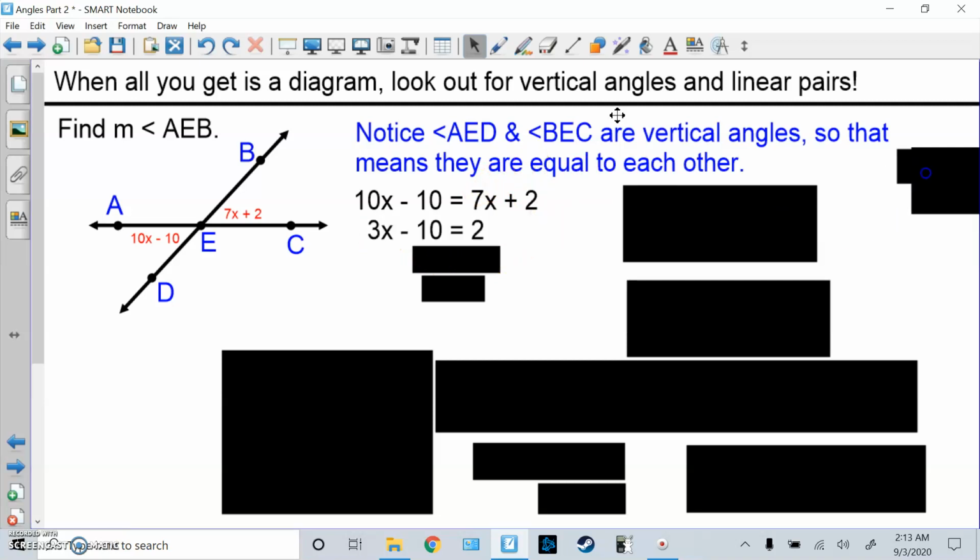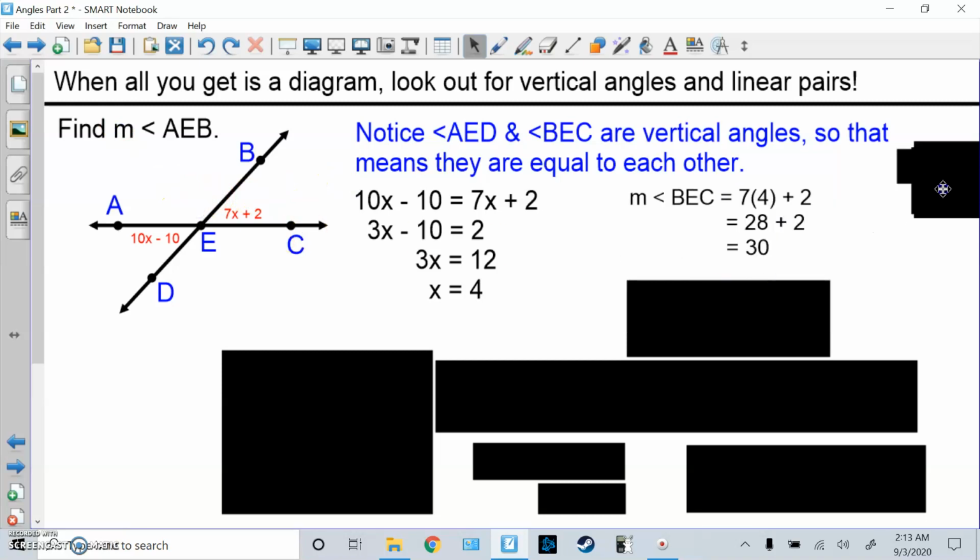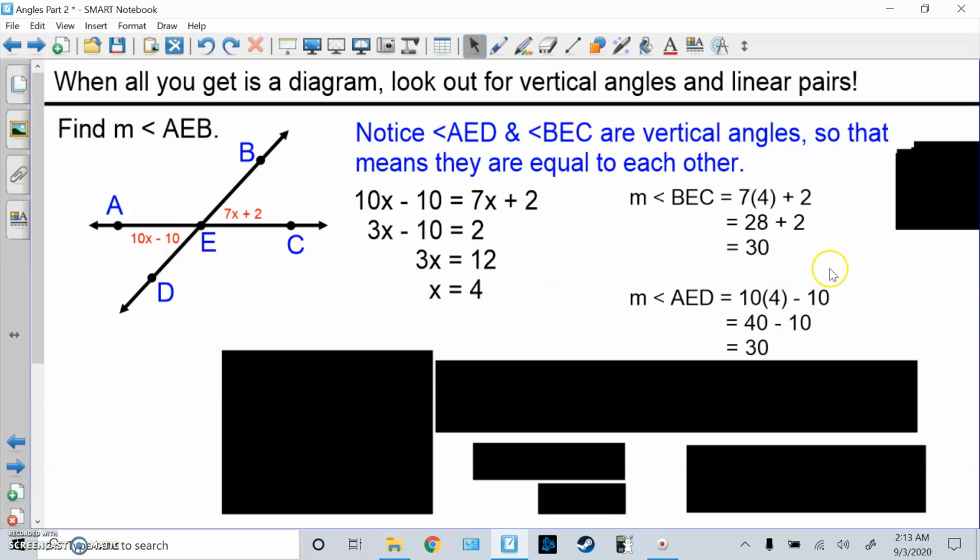Subtract 7x both sides. Add 10 both sides. Divide by 3 both sides. We found x. Does that help us find this top angle? Not yet, but let's plug it in. So the top angle, BEC, 7 times 4 plus 2, 28 plus 2 is 30. Let's do the bottom angle as well, bottom left, AED. 10 times 4 minus 10, 40 minus 10 is 30. Of course, they're both 30 because they're the same, they're vertical.